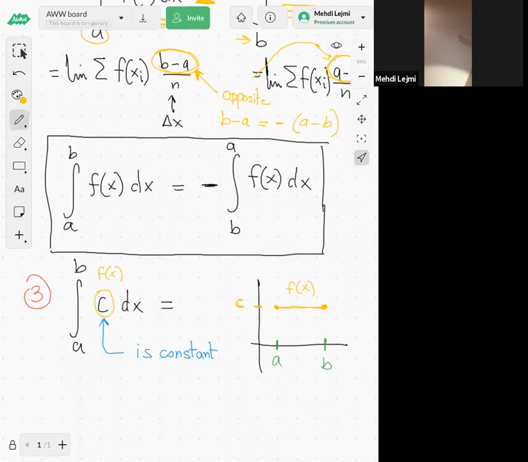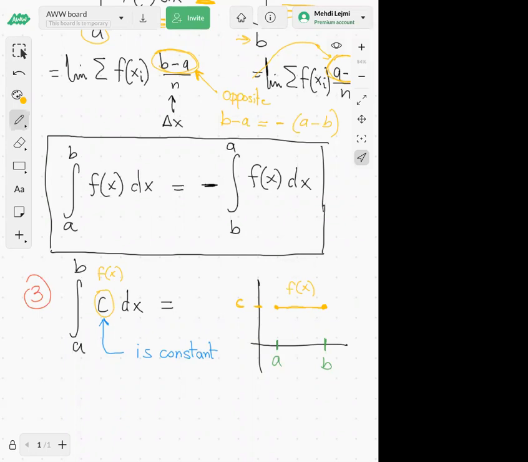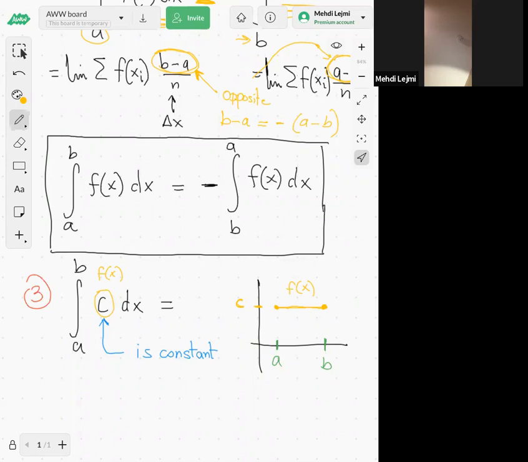Now, remember what we said about the integral. It's supposed to represent the area of the region bounded by the function f and the x-axis. Here, because f of x is a constant, it's just a horizontal line, so we're going to have a rectangle. And this integral represents the area of the rectangle.